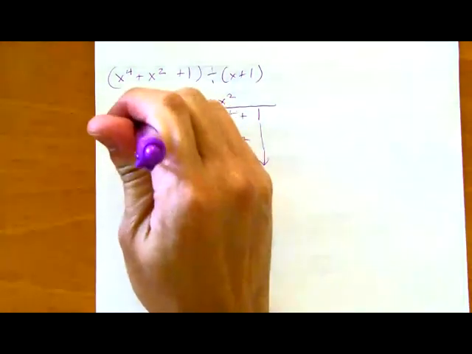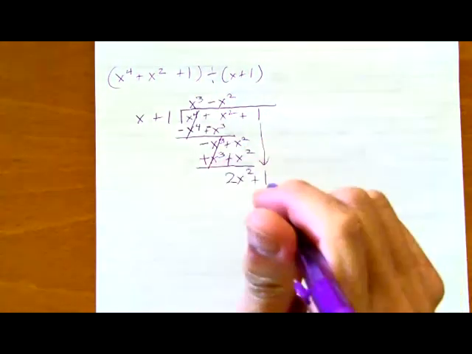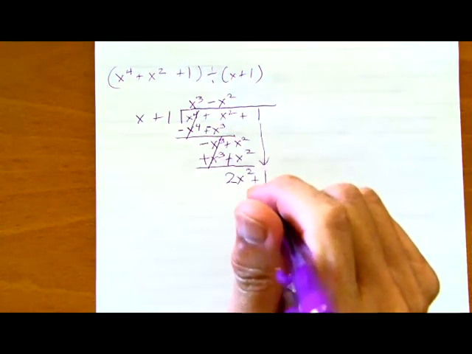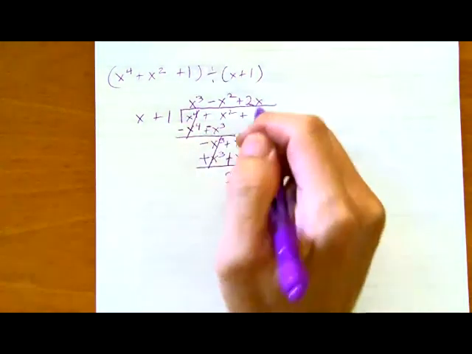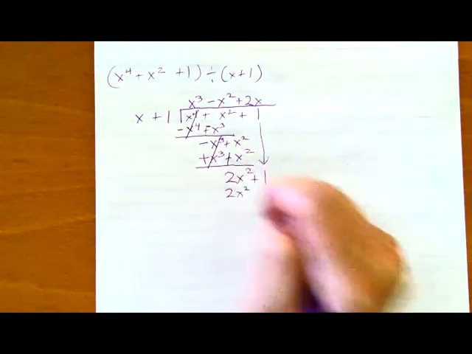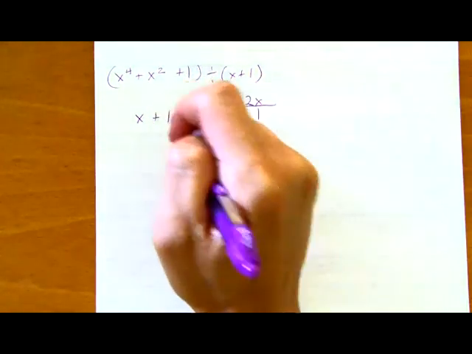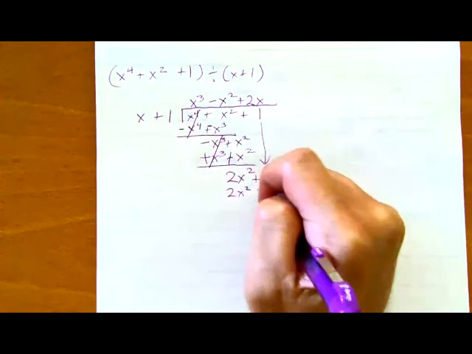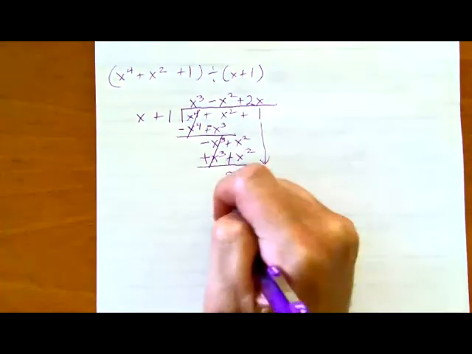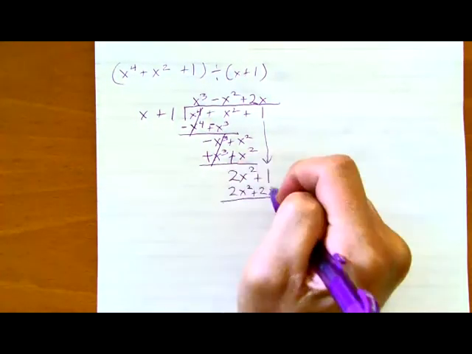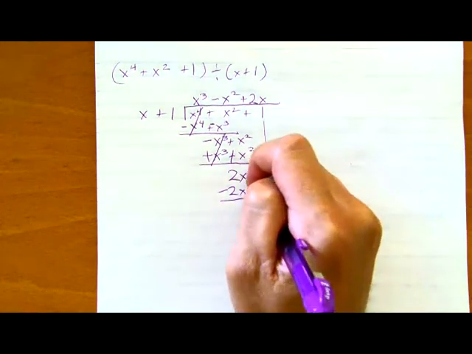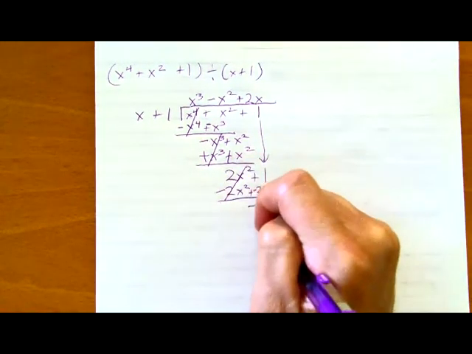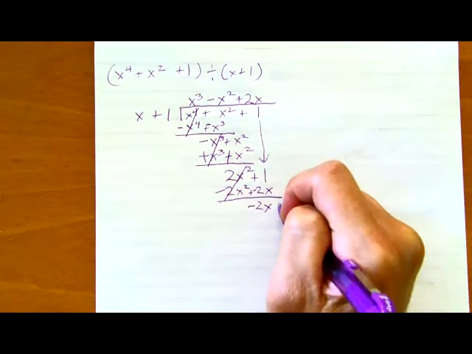Okay. Something times x is 2x to the 2nd. Positive 2x. So 2x times x is 2x to the 2nd. 2x times 1 is 2x. We need to subtract. That means the signs change. This becomes minus. That becomes minus. If we add straight down, that cancels. This is a negative 2x. You cannot combine them. I'll drop the plus 1 again.